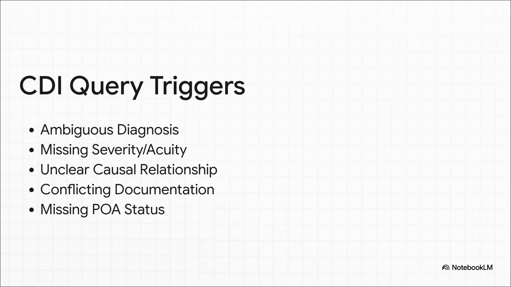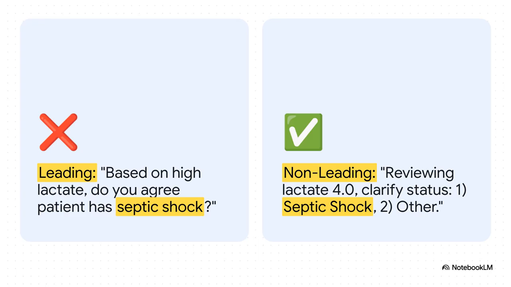Or what if you have conflicting notes? Like, one doctor says pneumonia, but a specialist note calls it atelectasis. A CDI specialist has to jump in, clear up the ambiguity, and get a highly specific, codable diagnosis into the permanent record. And this perfectly illustrates how we actually have to ask those questions legally.